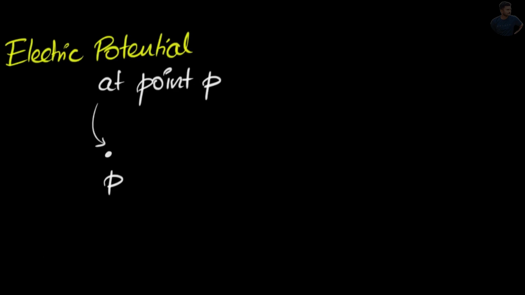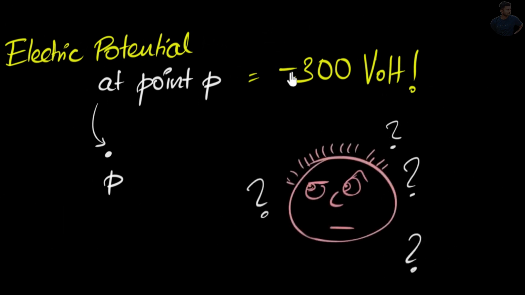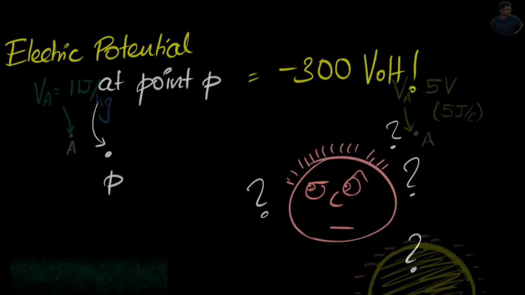Just when I thought that I understood potentials, I saw weird statements like this. Electric potential at some point P equals negative 300 volts. And my brain was like, hey, what does that negative sign even mean? What does it mean to have negative energy? Well, by the end of this video, we will have a much deeper understanding of what electric potentials are, and we'll be able to understand what negative potentials mean.